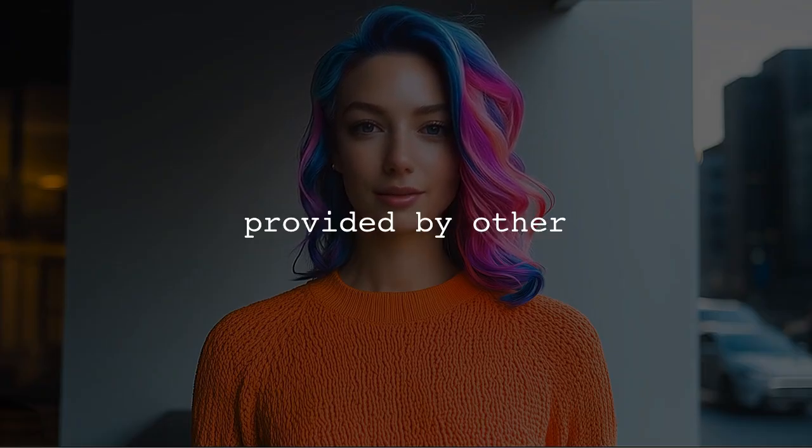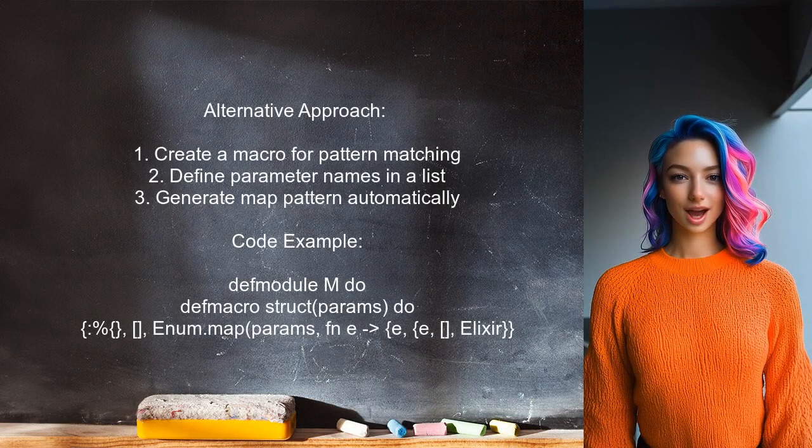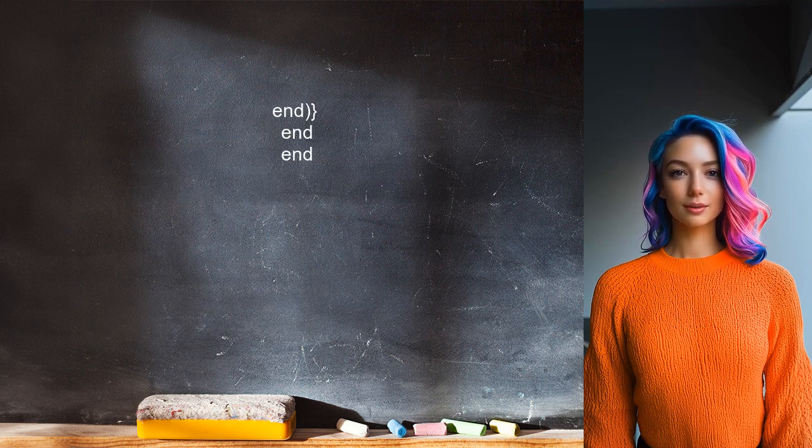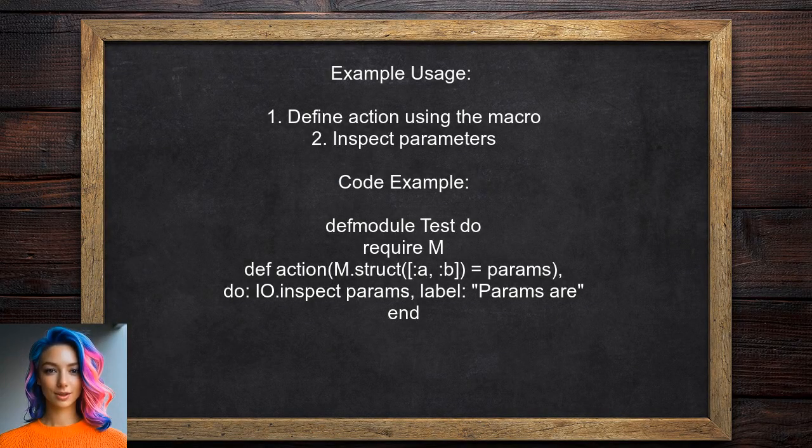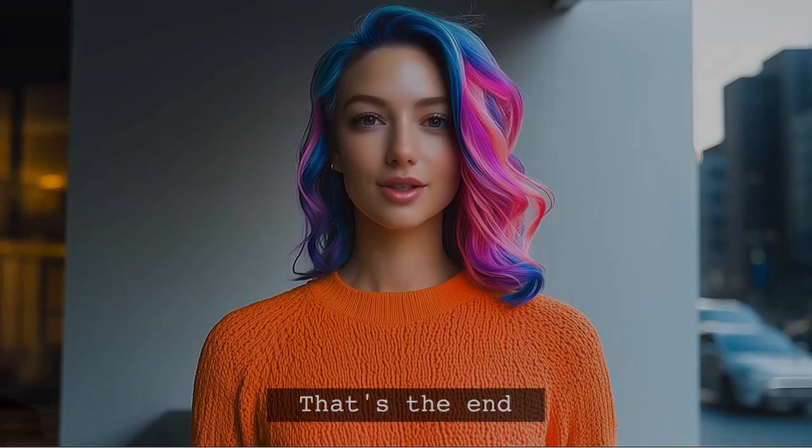Now, let's look at the answers provided by other users. One alternative approach is to create a macro that simplifies pattern matching in Elixir maps. This user suggests defining a macro that takes a list of parameter names and generates the corresponding map pattern. This way, you avoid repeating the same names for keys and values. In the example provided, the macro is used to define an action function that inspects parameters passed in a map. However, the user notes that this is a minimal example and suggests enhancing it to handle edge cases more effectively. That's the end of that answer.